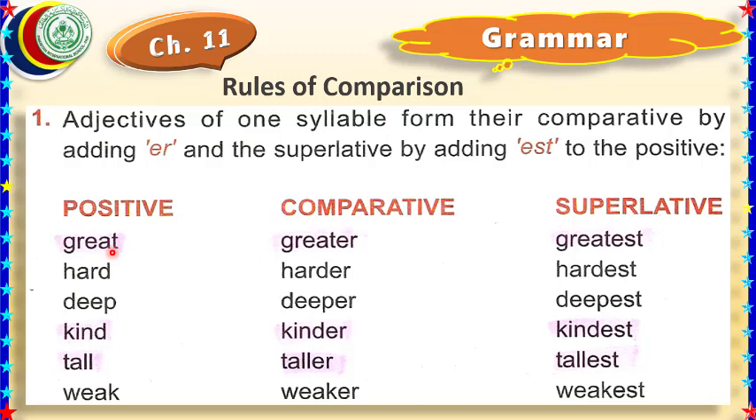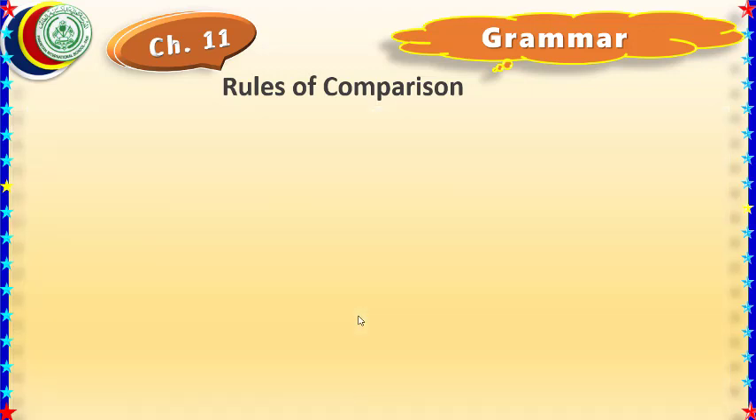Great. How shall we make its comparative? By adding er as it is written here. How shall we make their superlative? By adding est as it is done here. Great, greater, greatest. Hard, harder, hardest. Deep, deeper, deepest. All are formed in the same way.